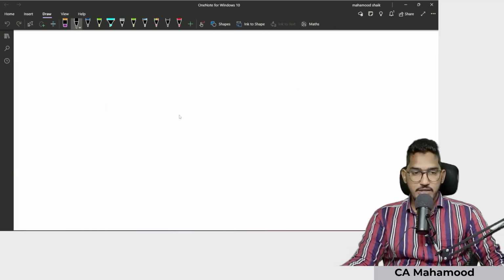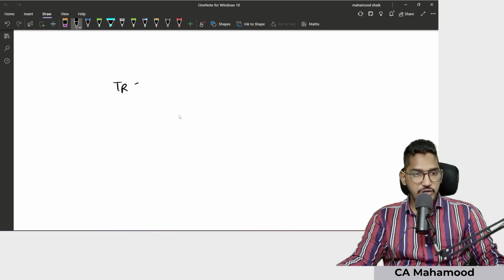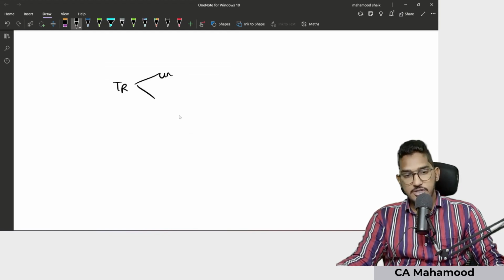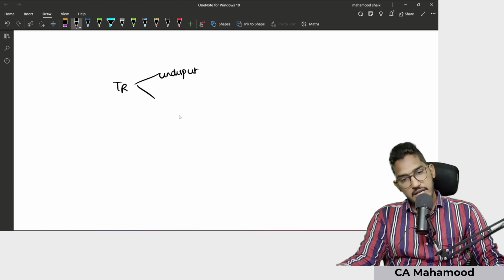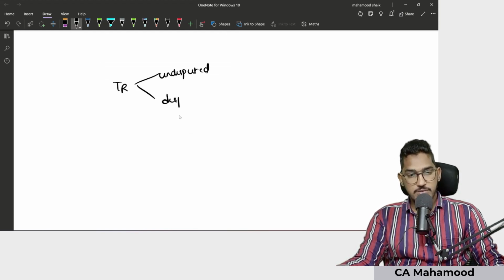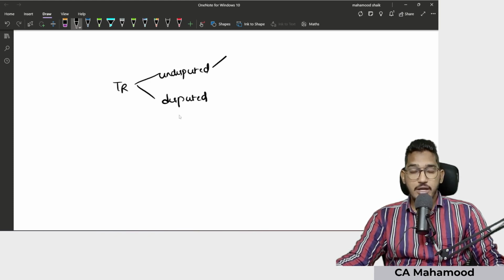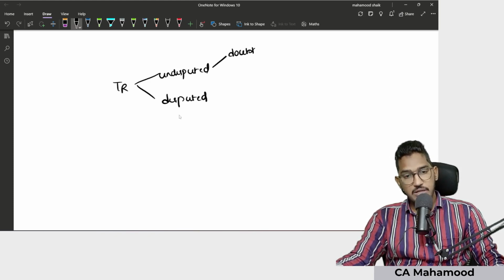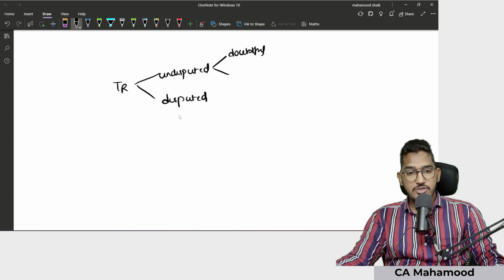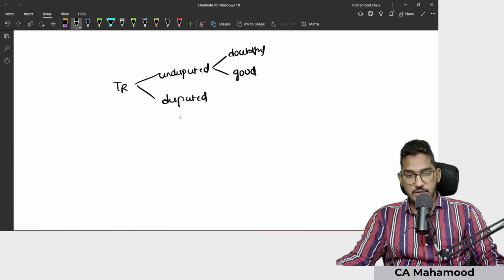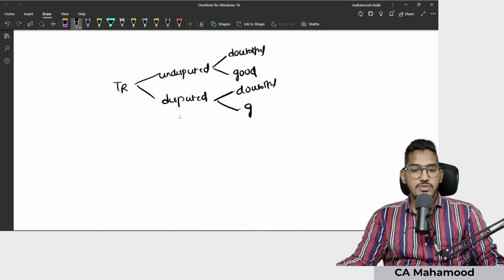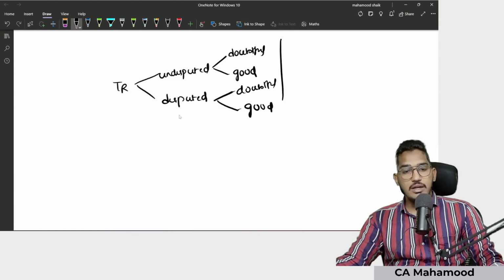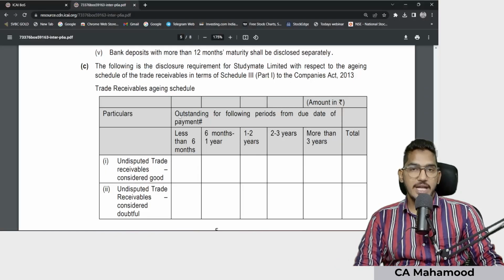So what they are trying to say here is trade receivables. First, you need to divide into two categories: undisputed trade receivables, then we have disputed trade receivables. And in each category also, undisputed trade receivables which are considered doubtful and undisputed trade receivables which are considered good. Similarly, disputed trade receivables which are considered doubtful and disputed trade receivables which are considered good. Now under these four categories, you need to do aging.